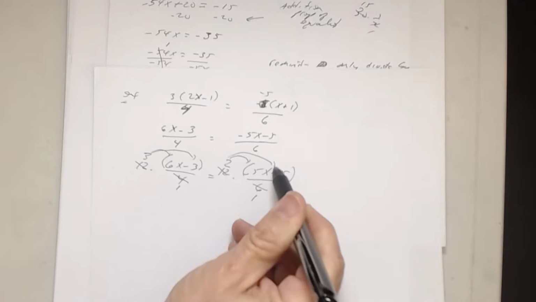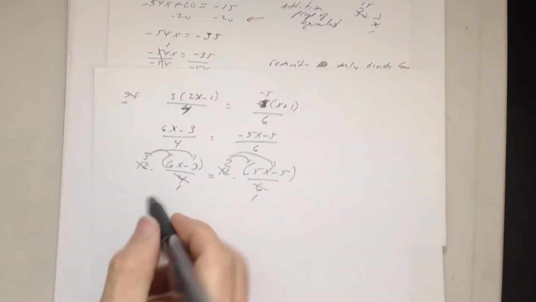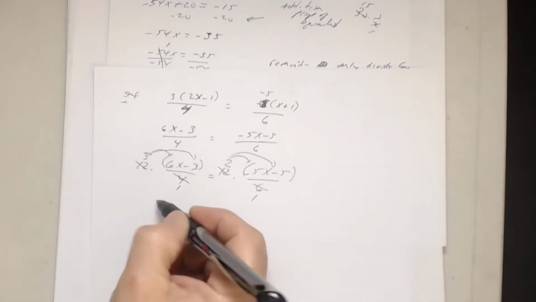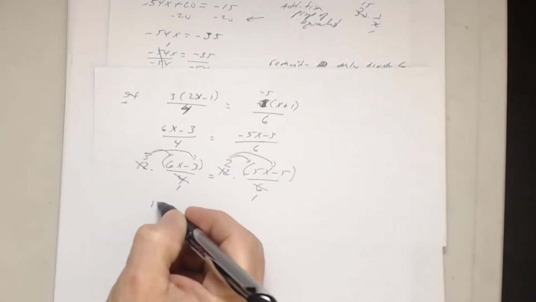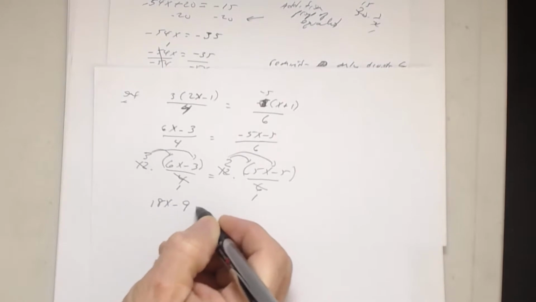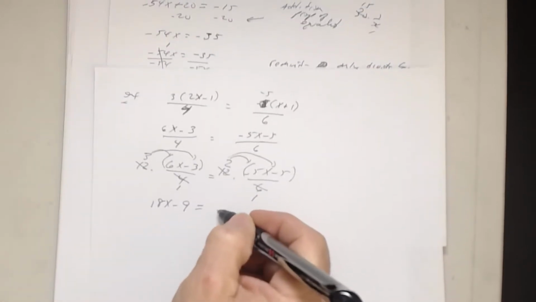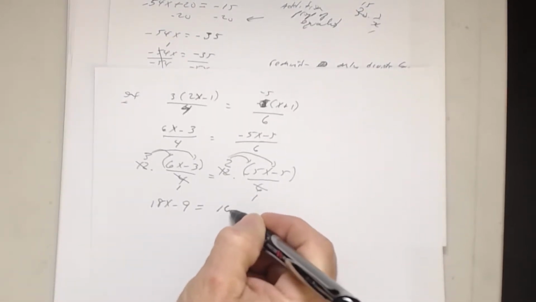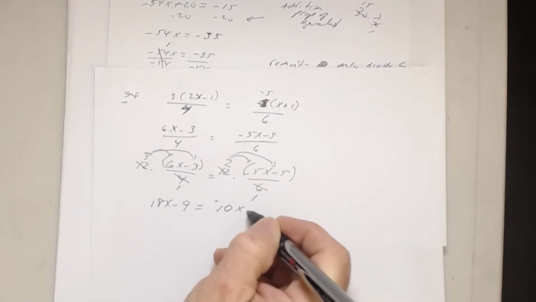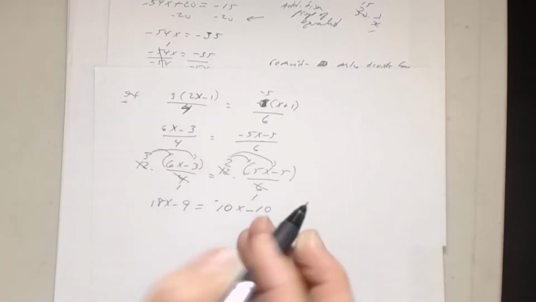Distributive property again. On number 4 on that worksheet that's due next class period, the one that's 9.3b, it looks just like that. So you want to do it like this. What's going to be the left-hand side expression? 18x minus 9. What's going to be the right side? Negative 10x minus 10.